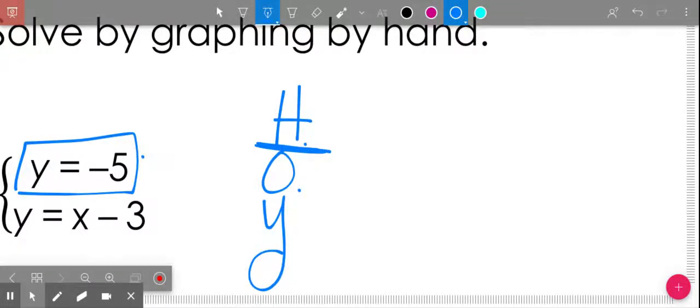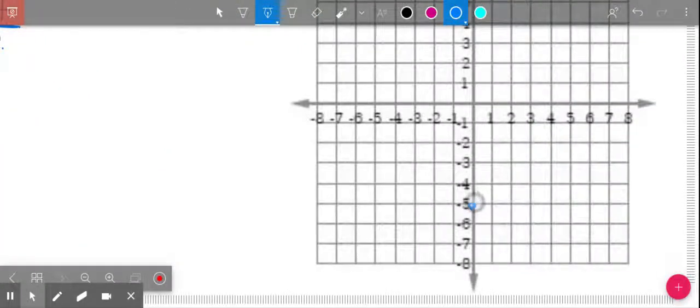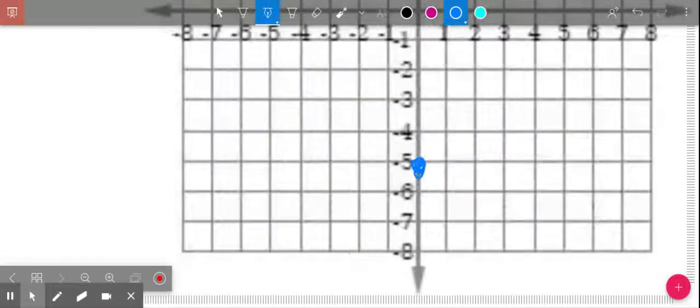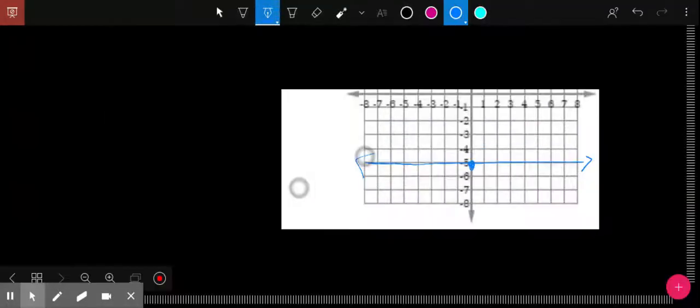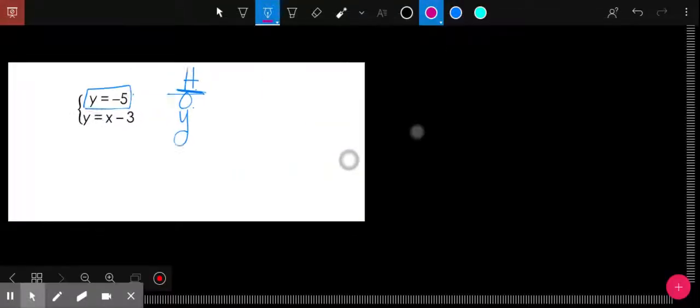So we're going to go to the y-axis at -5 and put a point. And it is just the horizontal line going through -5. Okay, so there is our first line in the system. That's going to be my blue line. Now I'm going to have my pink line.